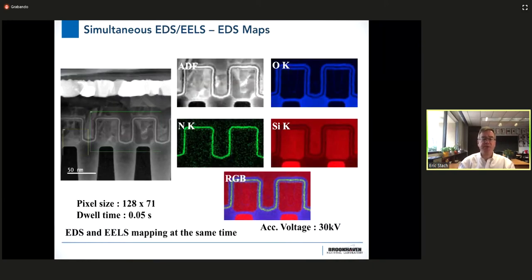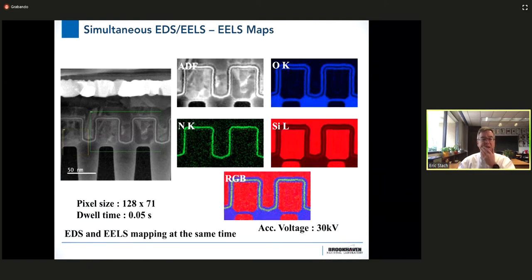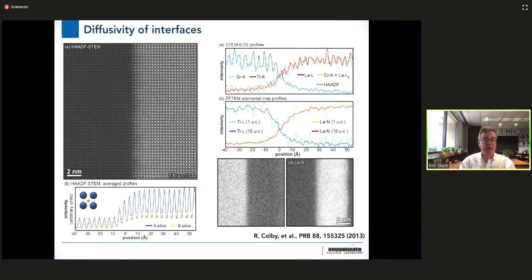Here's a beautiful example here, again at 30 kV with our instrument, looking at a cross-section of a memory element, looking here at the annular dark field image, the oxygen K-edge, the nickel K-edge, the silicon K-edge in EELS, and here looking at it in EDS, again complementary. These complementary modes help you learn nice things by combining the information and confirming them.